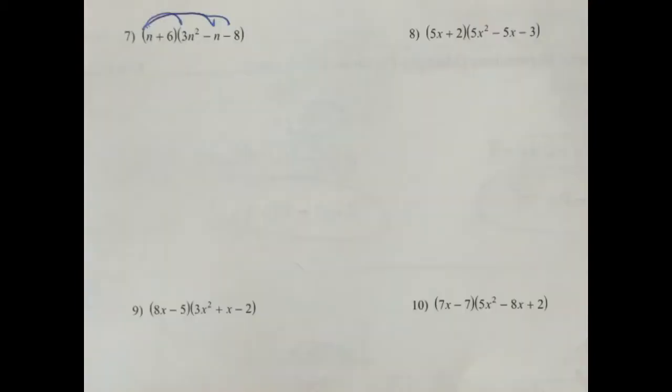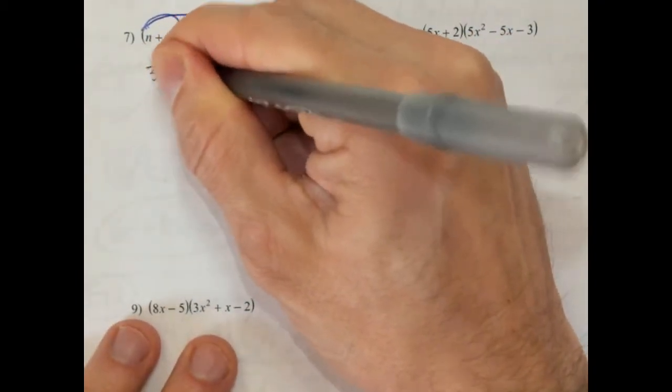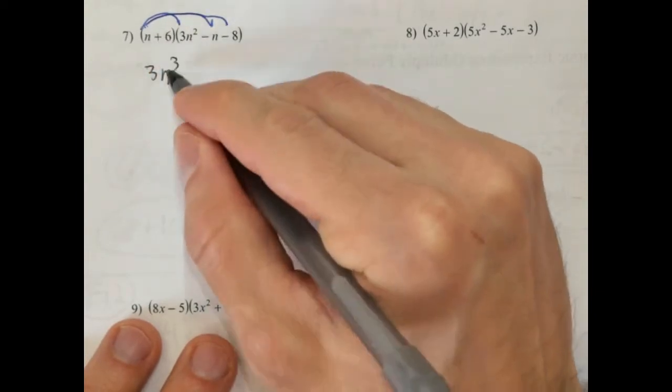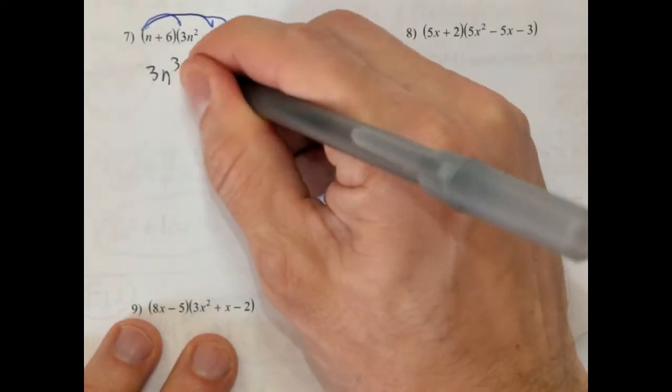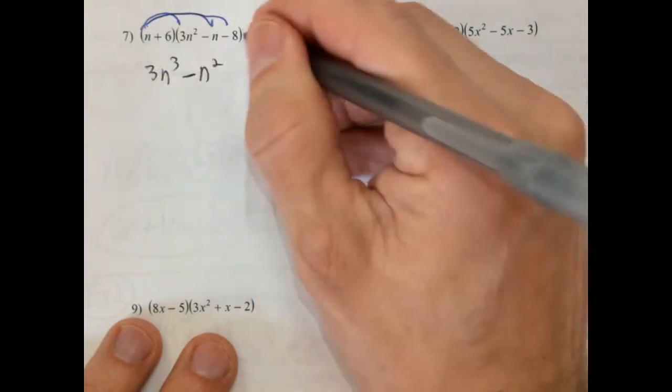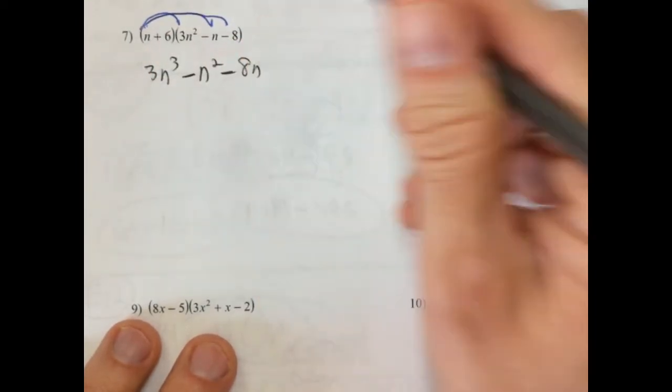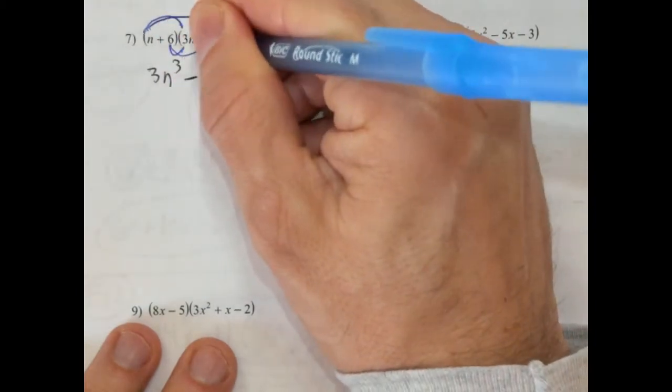Alright, so n times 3n squared is 3n cubed, because we're going to add 1 to 2, so it's 3. N times negative n is negative n squared. N times negative 8 is negative 8n. Now we need to distribute the 6. Okay.